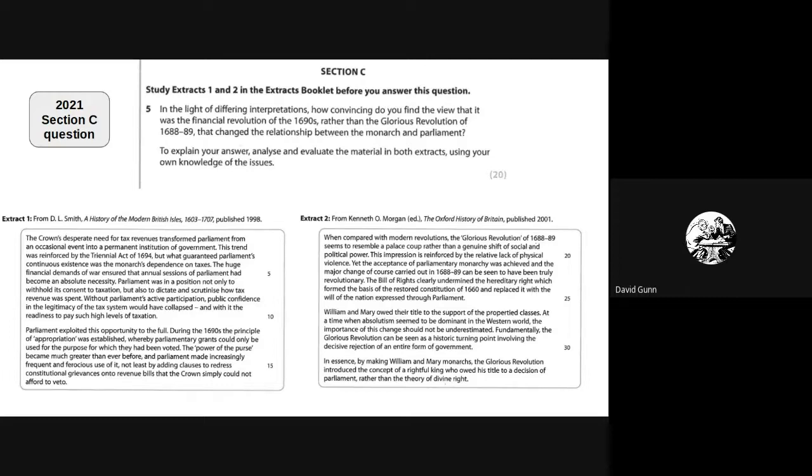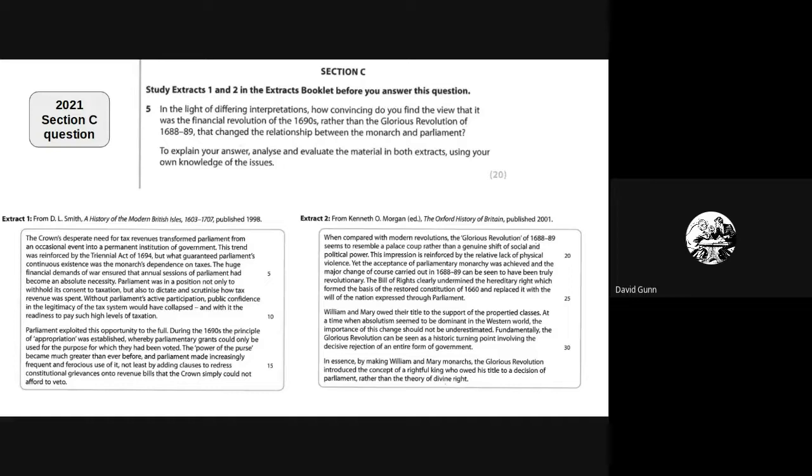And what Morgan is arguing is that the Bill of Rights and the Glorious Revolution was the thing that shifted the balance of power. And if you look at lines number 28, 29, and 30, it says, fundamentally, the Glorious Revolution can be seen as a historic turning point involving the decisive rejection of an entire form of government. If you look at line 24 and 25, the restored constitution was replaced with the will of the nation expressed through Parliament. So this idea that 88 and 89 was the significant moment when the balance of power changed, whereas Smith, on the other hand, is saying no, the balance of power was more affected by the financial revolution. Obviously, it's up to you what your view is on this.